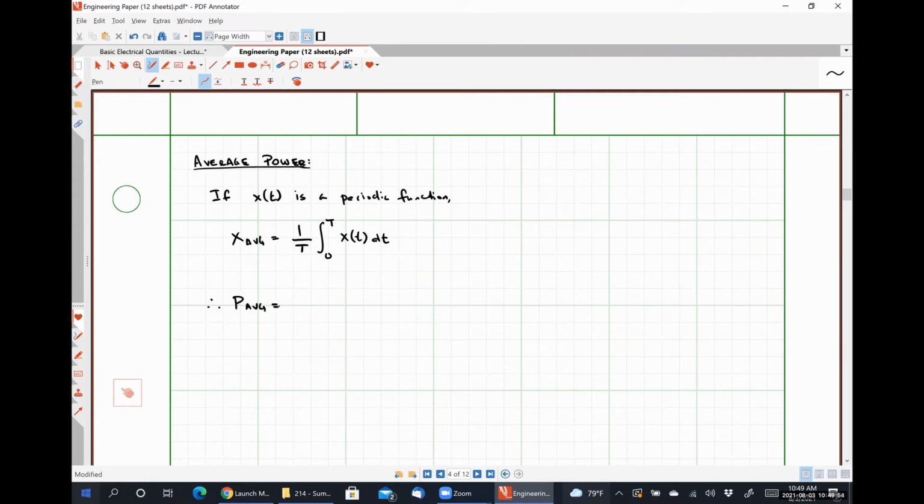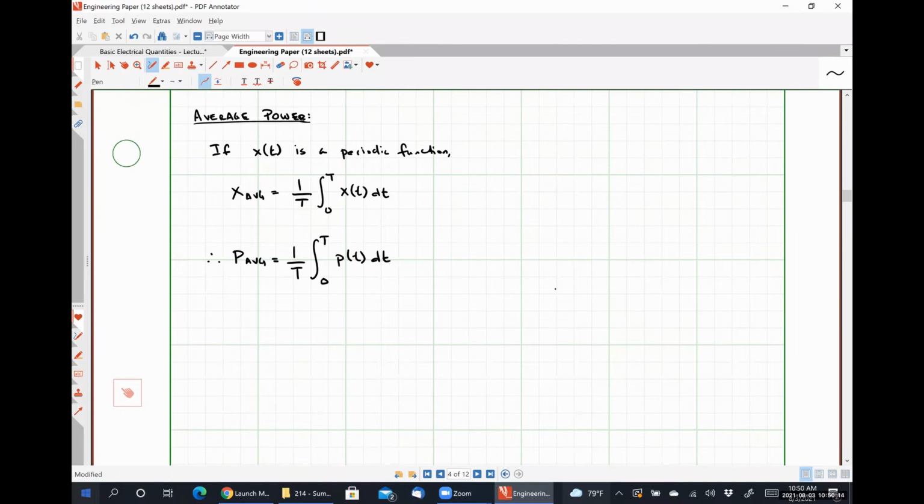So the average value of the power absorbed by a generic load would be 1 over the period, the integral over one period of p of t, which is going to look like the integral over one period of 1/2 Vm Im cosine theta v minus theta I plus 1/2 Vm Im cosine twice omega t plus theta v plus theta I.